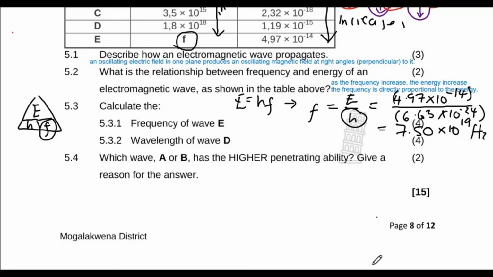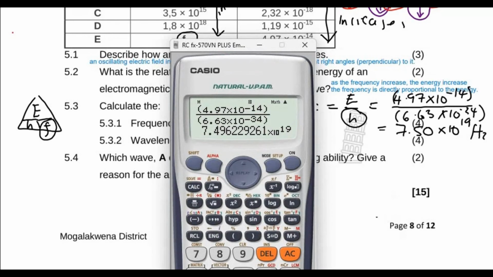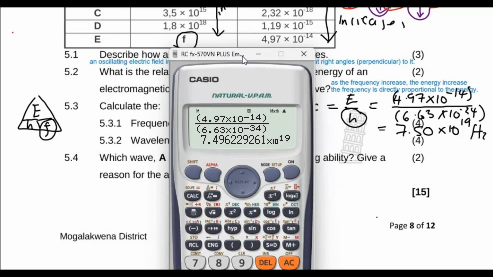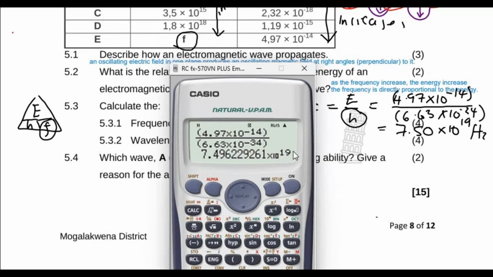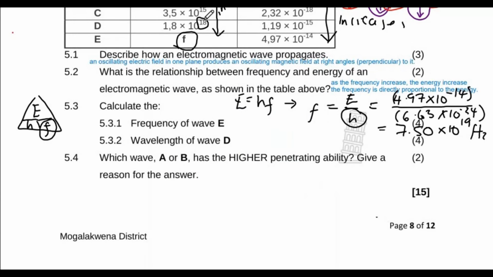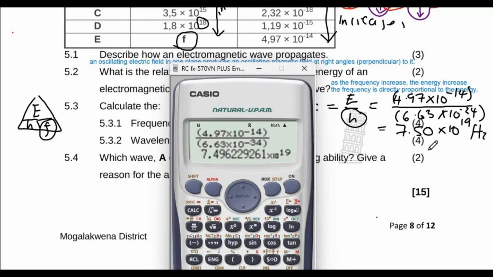That does not make sense. Did I say 19? That makes no sense at all. Did I make a mistake somewhere? Okay, no, that actually does make sense, because 10 raised to the power of 19 is actually greater than 10 raised to the power of minus 18. And we said that the frequency is increasing. So that is correct.